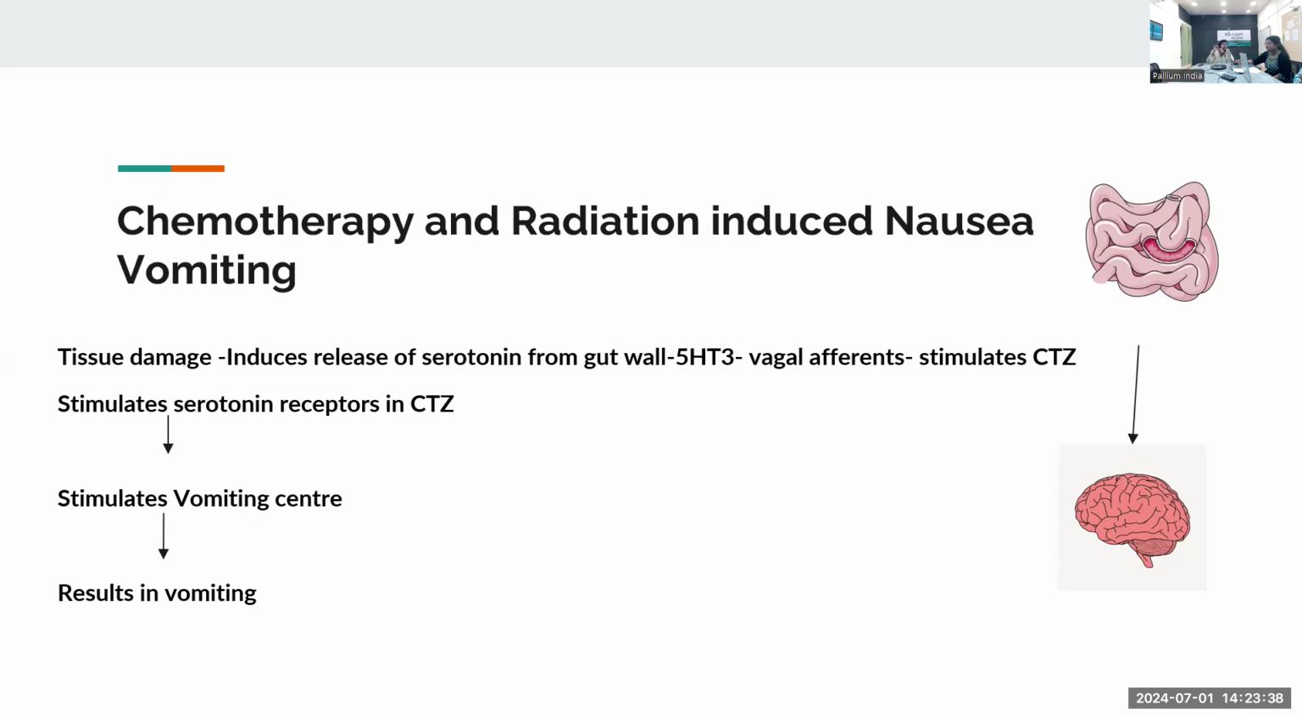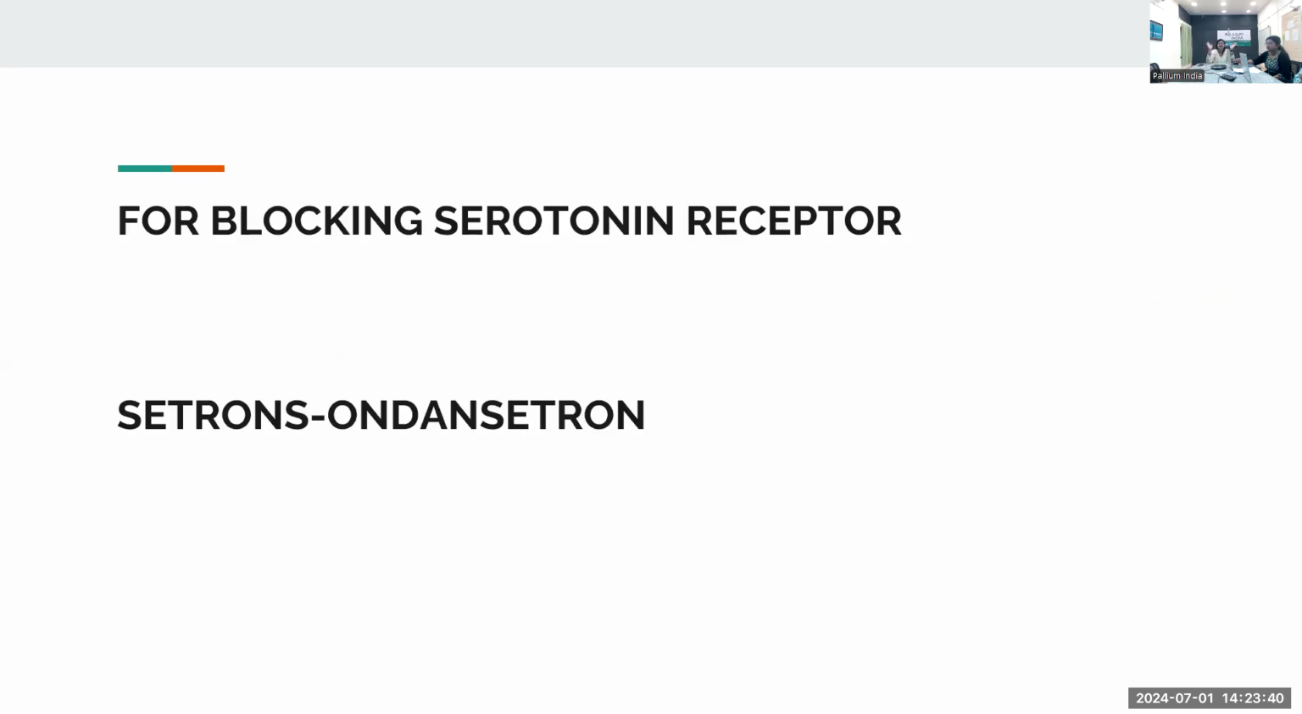And next slide. And then we give setrons. For blocking serotonin, we give setrons. An example of a setron is ondansetron. The commonly used one is like Emeset and all, right? Ondansetron, granisetron. Granisetron is long acting, but we commonly use ondansetron.